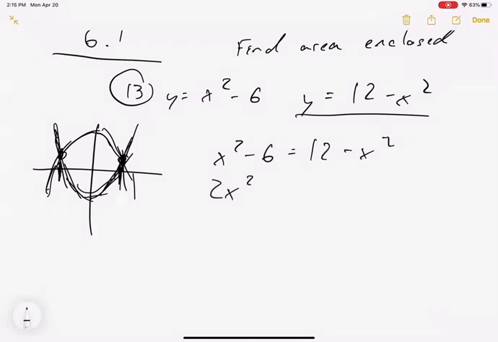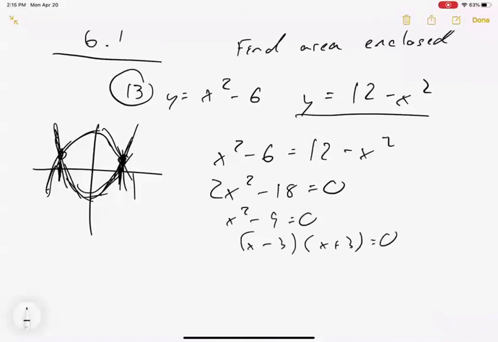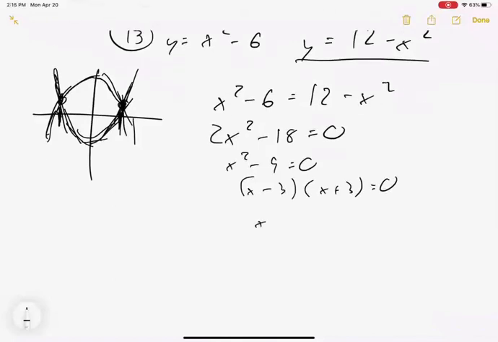So I move everything over to one side of my equation, let's say the left side, and I get this. And now I want to solve my polynomial. I want to factor my polynomial. So I can divide everything by 2, and I get x squared minus 9 equals 0. I can factor this as x minus 3 and x plus 3. So my solutions are x equals positive 3, x equals negative 3.